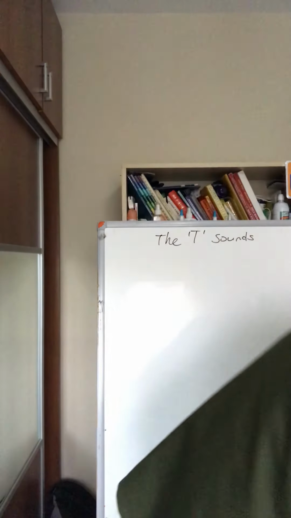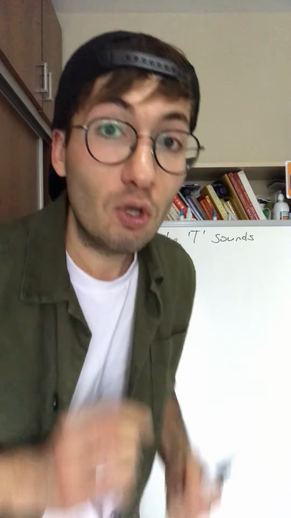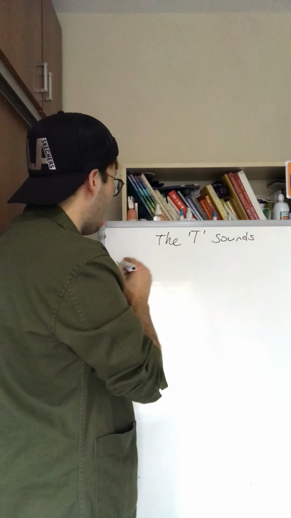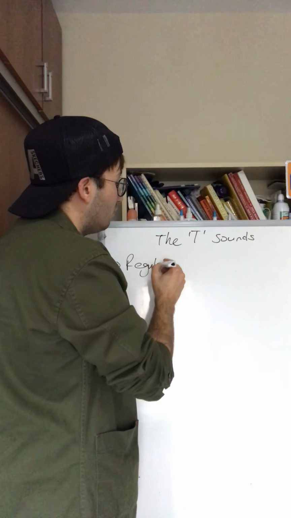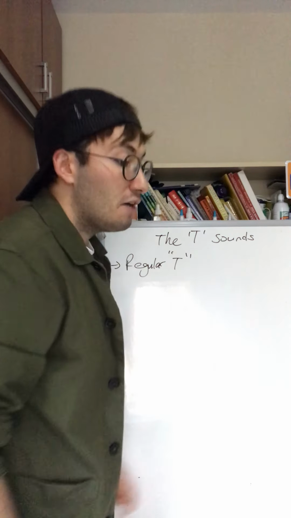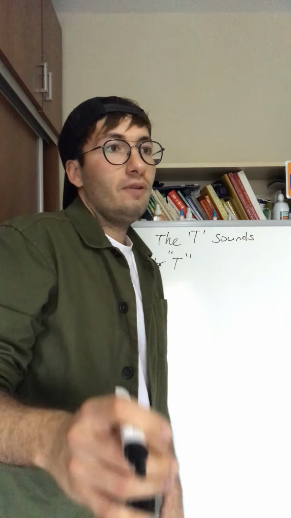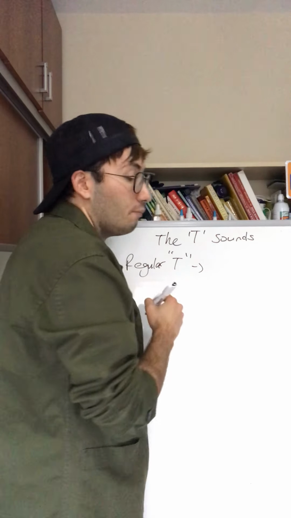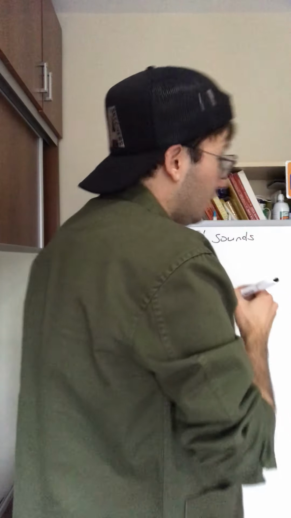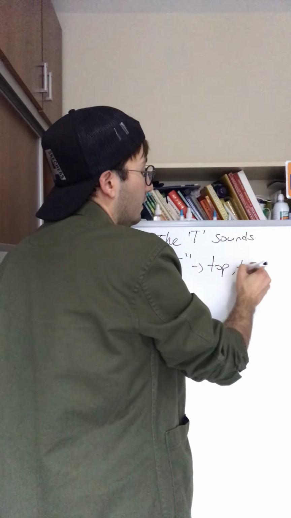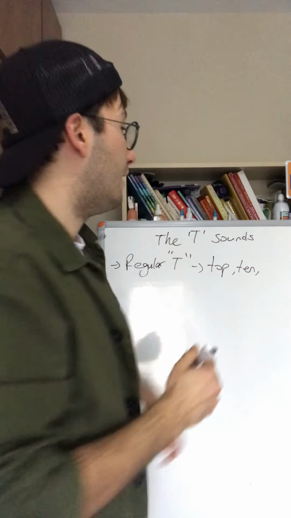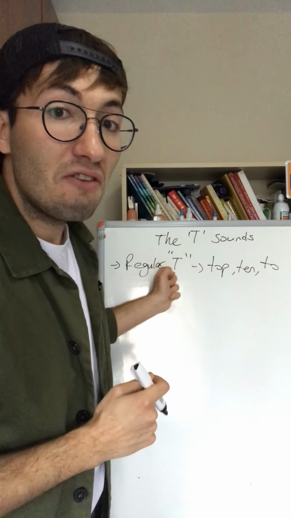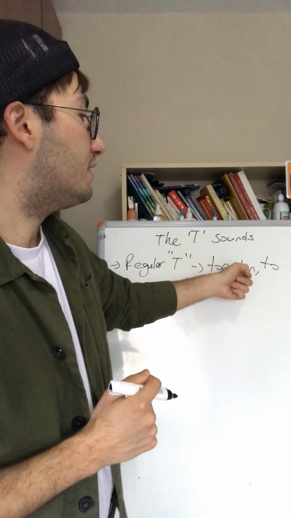We say it is glottal T, but we will talk about glottal T a bit later, just the T sounds. Let's talk about regular T. So let me explain here. For example, regular T: top, ten, two. It is, as you see, regular T: top, ten, two.